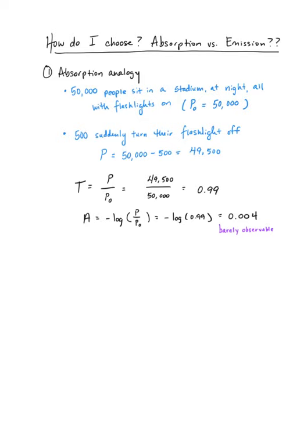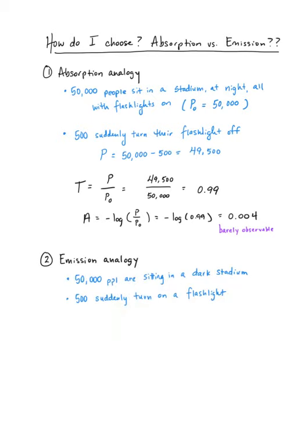And we can probably imagine that having 500 out of 50,000 people turn a flashlight off while everybody else keeps theirs on is going to be barely detectable to the human eye, too. So let's develop a similar analogy to do the same sort of test through emission. In this analogy, 50,000 people are sitting in a dark stadium, again, away from coronavirus.